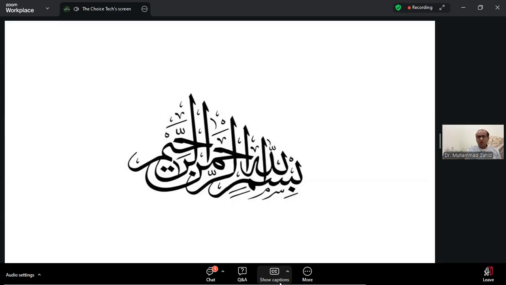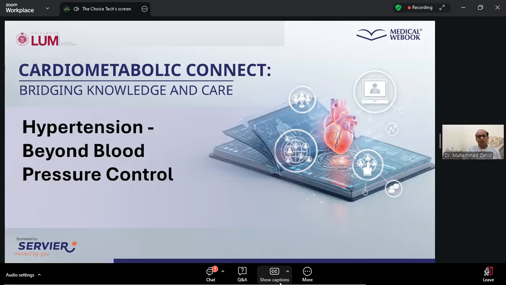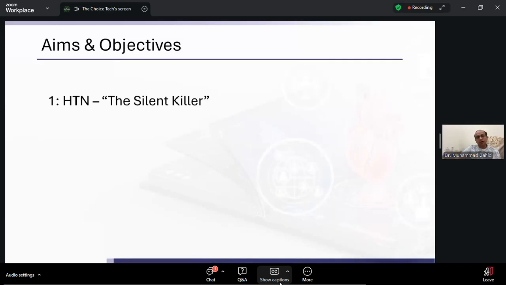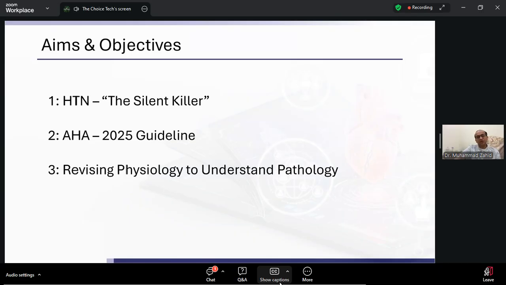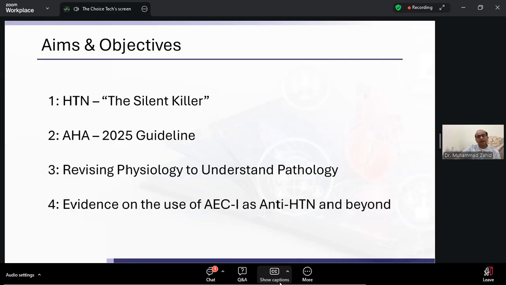The topic today is to give you an update on hypertension, and not only on hypertension, but beyond the control of hypertension. So in the next 20 minutes or so, I will try to cover the magnitude of the disease, and then I will briefly summarize the AHA 2025 guidelines. Then we'll go back to the basics, understand the physiology so that we can understand the pathology, and then apply that knowledge in one of the major antihypertensive medications, which is the ACE inhibitors, and then look at the evidence in favor of that.